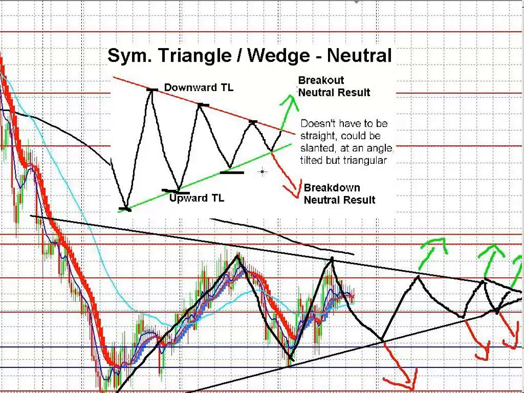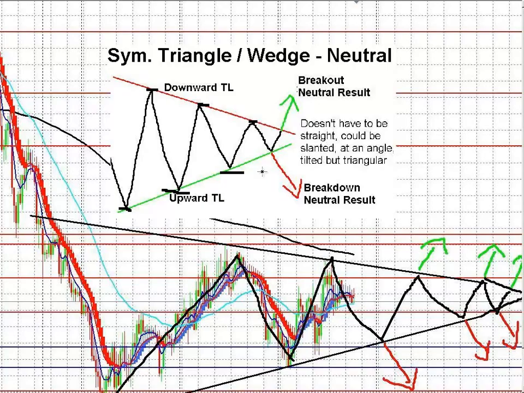And these are neutral pattern formations. You're not expecting anything, whereas previously with ascending and descending triangles, you're expecting a continuation of the trend. Here is a neutral result. Either way could happen. It could either break down or break up. So the neutral result doesn't have to be straight. It can be tilted. It can be slanted. As long as it resembles a triangle, then it's a wedge.